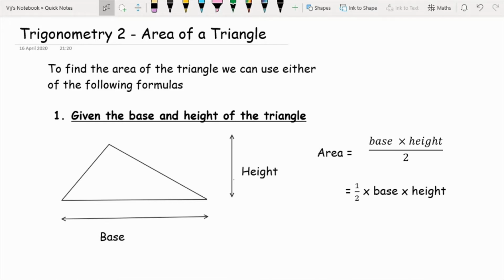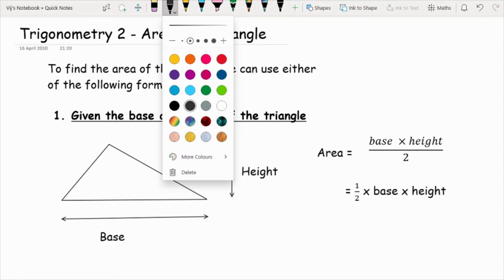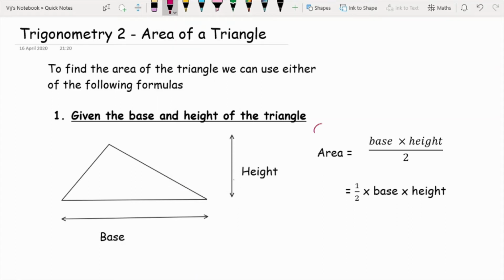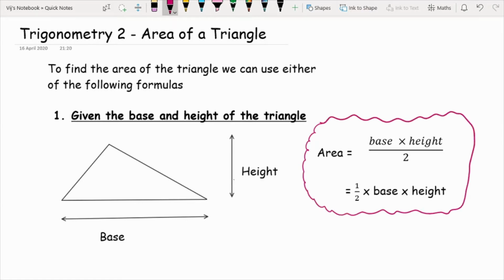There are several ways in which you can find the area of a triangle. The first possible way that you've been taught is to find the area of a triangle when you're given the base and the height. When you're given that information, the formula that you need to use is that the area is equal to the base times the height divided by 2, or as some people like to use it, a half base times height. Either way of using it would give you the same answer.